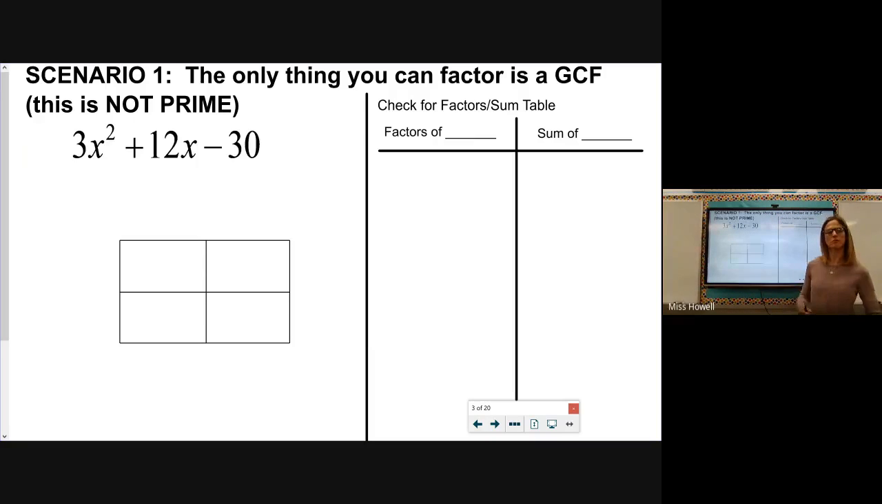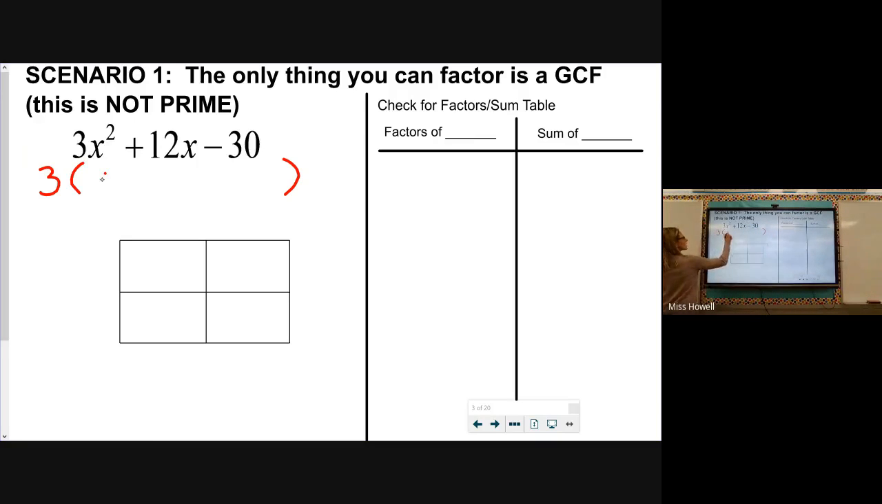So in this case, we have 3x squared plus 12x minus 30. My first step is always checking for a GCF factor. 3, 12, and negative 30 all have a common factor of 3. X squared, x to the first, no x, means they don't all share an x. So the GCF factor here is simply a 3. All right, so we'll go through our leftover factor.